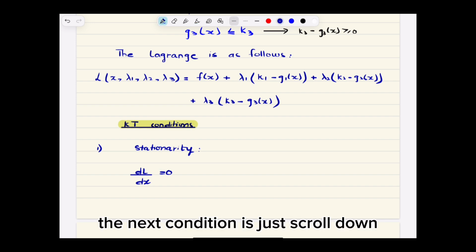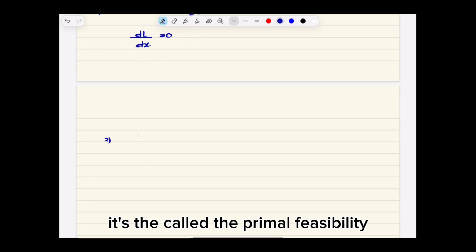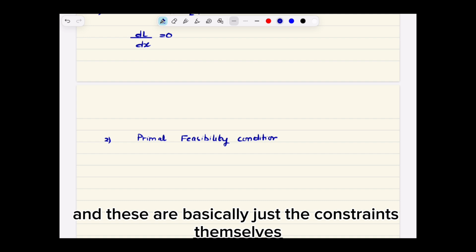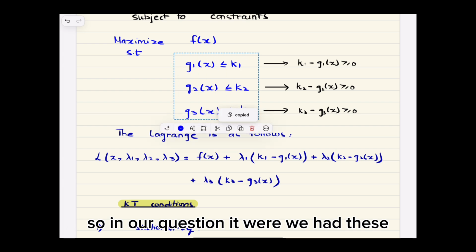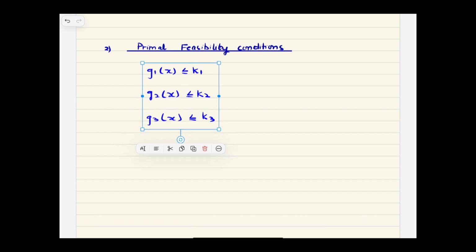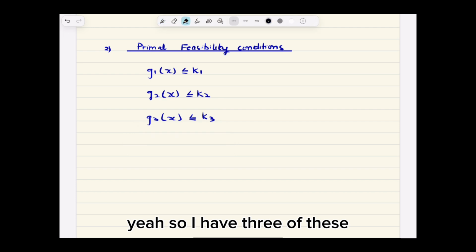The next condition is called the primal feasibility condition, and these are basically just the constraints themselves. So in our question we had these. So these are my primal feasibility conditions. Yeah, so I have 3 of these.